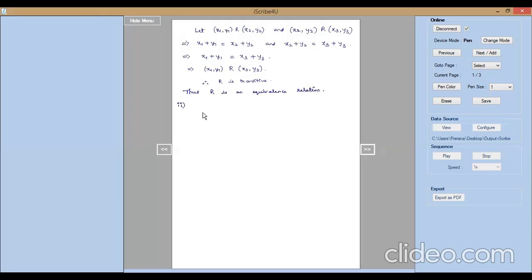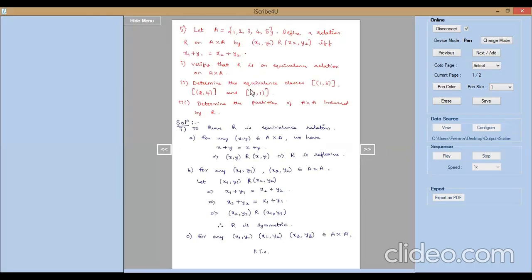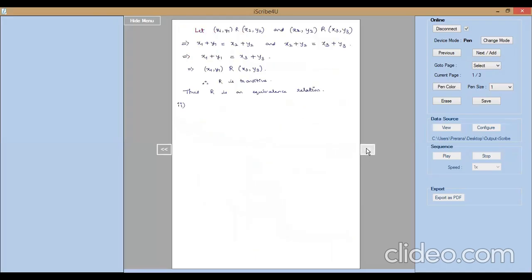Now we will move on to the second one. What is the second part? Determine the equivalence classes, again in the form of ordered pairs: 1, 3, 2, 4, 1, 1. Okay, so I'll just write down the definition in this form. I will take 1, 3 as the ordered pair. We can write this as: any ordered pair x, y that I have to choose which belongs to A cross A such that x, y is related to 1, 3.